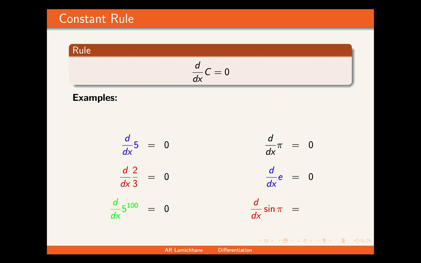The derivative of sine pi. Sine looks like a trigonometric function, but what is sine of pi? What is the value of sine pi? 0, right? So that is actually a constant. So sine pi itself is a constant, so the derivative of sine pi must also be 0.